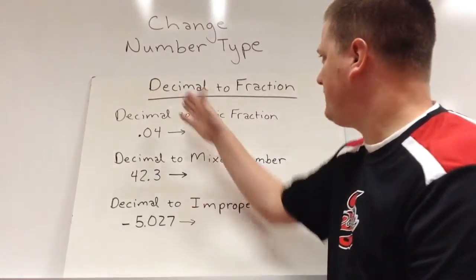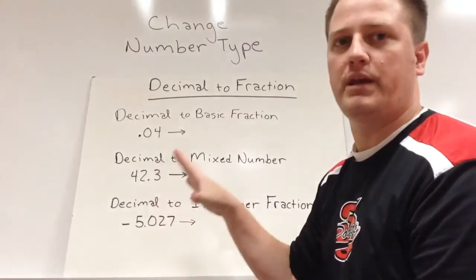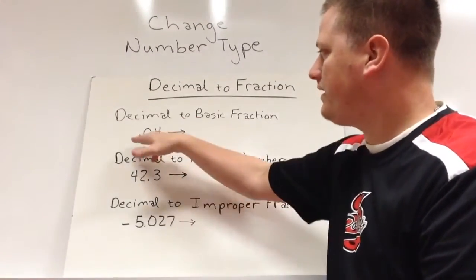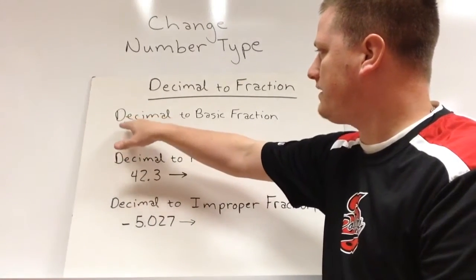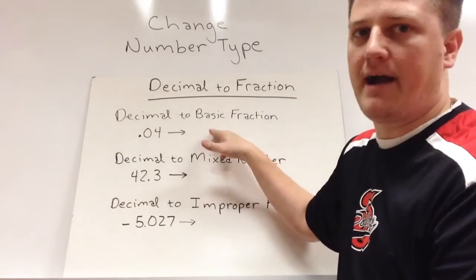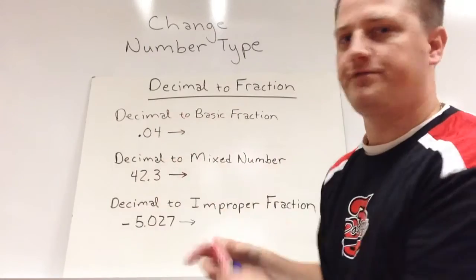Next, we want to look at a decimal to a fraction. So to do this, we need to focus on the number and the place value. So here we have just a basic decimal without a number in front. So we're going to turn it into a basic fraction. What we do is we take our number at the end. So the 0.04 is just 4.